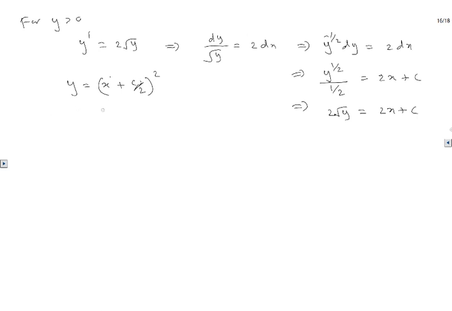Now using y0 equals 0, if you plug in y0 equals 0, you're going to see that c equals 0. So that means your solution is going to be y equal x squared over 4. This is for y positive. Now for y negative.